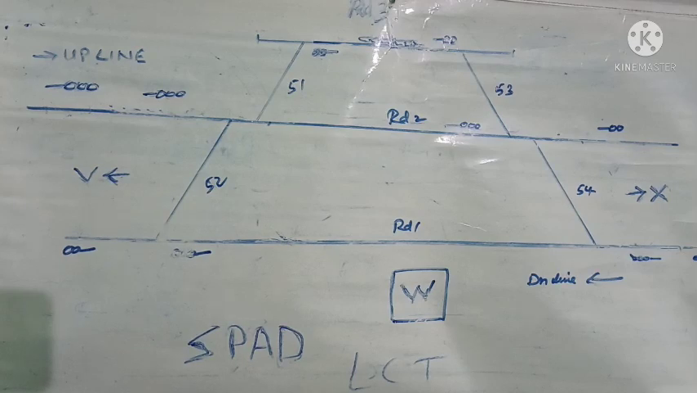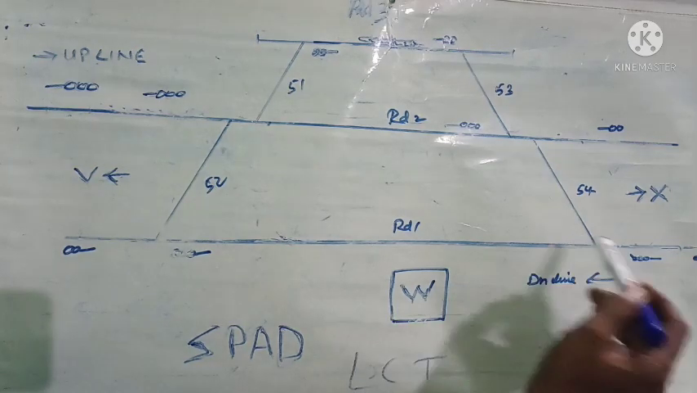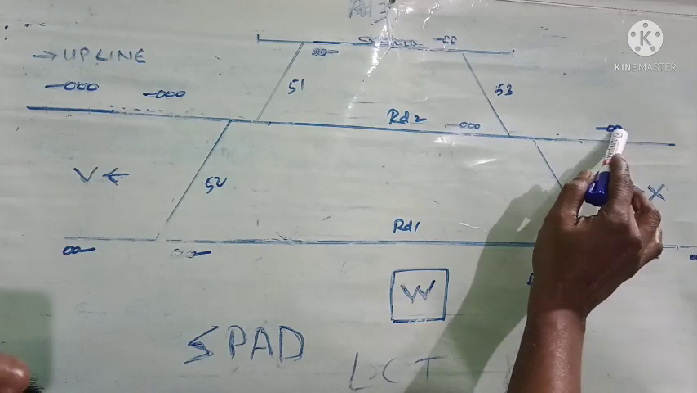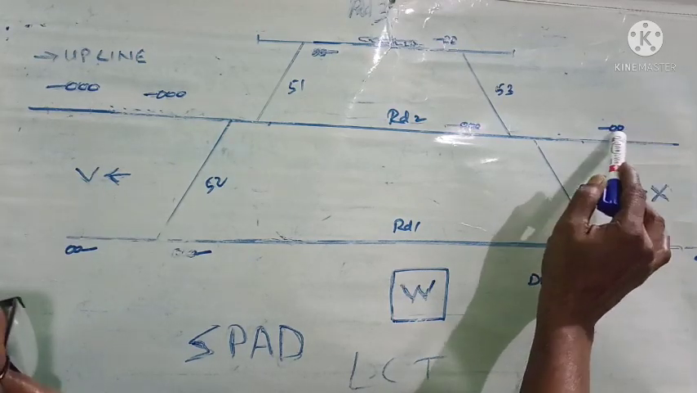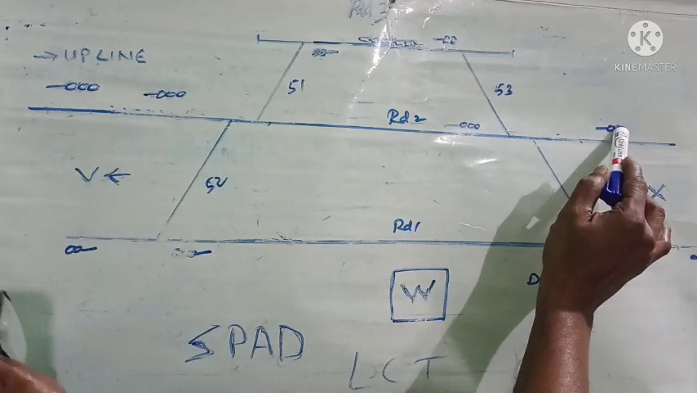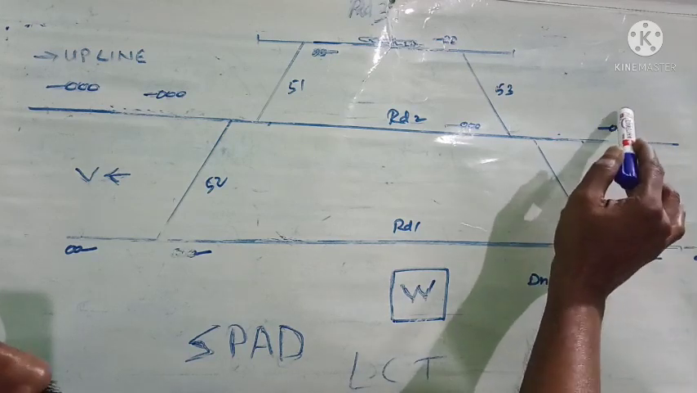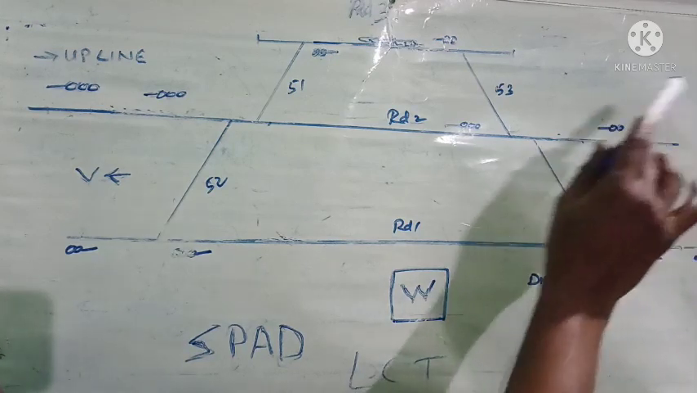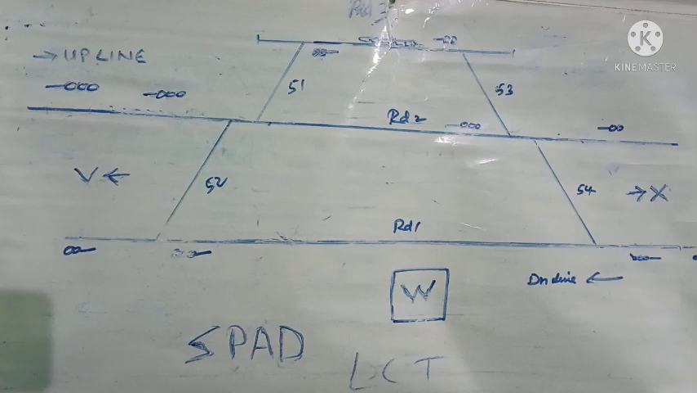Now what action should be taken? Here the section is not blocked. He hasn't got the authority to enter the block section. The authority to proceed is the off position of the advanced starter. It is not there; it is not taken off. He has entered the block section with this train. Now what is to be done in such cases is not clearly given in the rules.